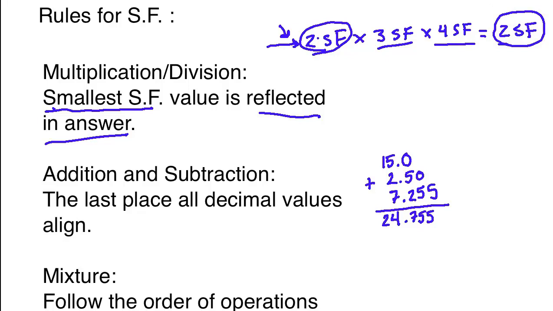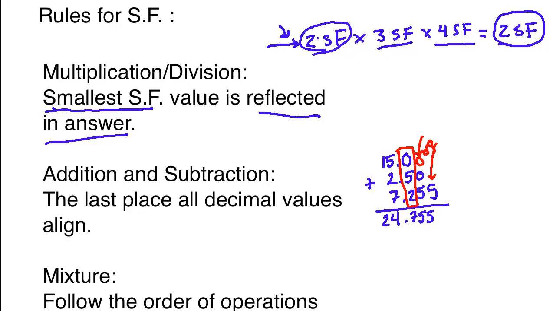If we look, the last place that they all align is this place right here, the 10th place. Okay? So that top value, 15.0, does not go out to the 100th place, even though the others do. And the top two values, the 15.0 and the 2.50, do not go out to the 1000th place, like the 7.255 does. So those numbers are limited when we're adding up. We don't know, right, if it's a 0 here or if it's a 9 that might be there, or anything in between for that first value, the 15.0.